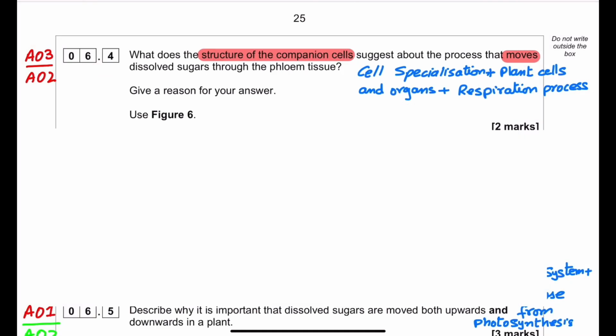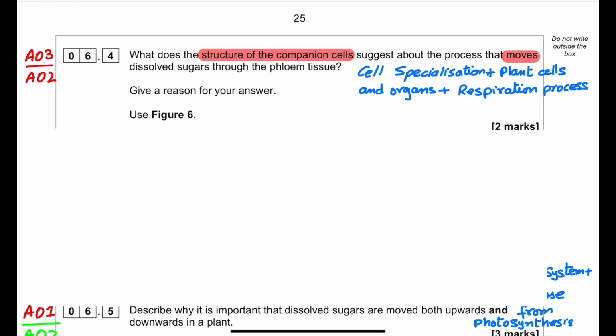6.4 is a combination of AO3 and AO2 question, and this question is from cell specialization, plant cells and organs, and respiration. What does the structure of the companion cells suggest about the process that moves dissolved sugar through the phloem tissues? Give a reason for your answer. Use the figure number 6.